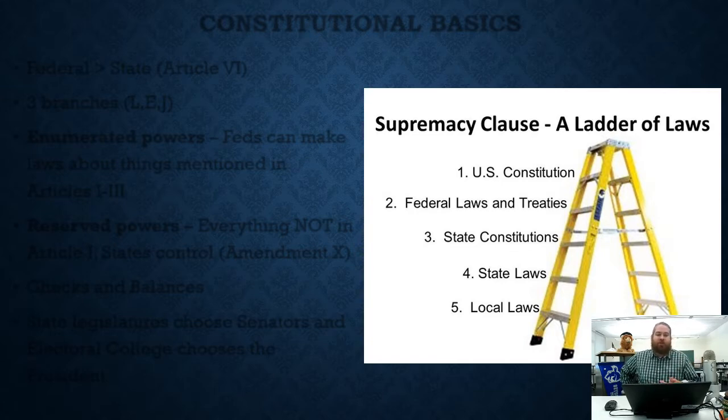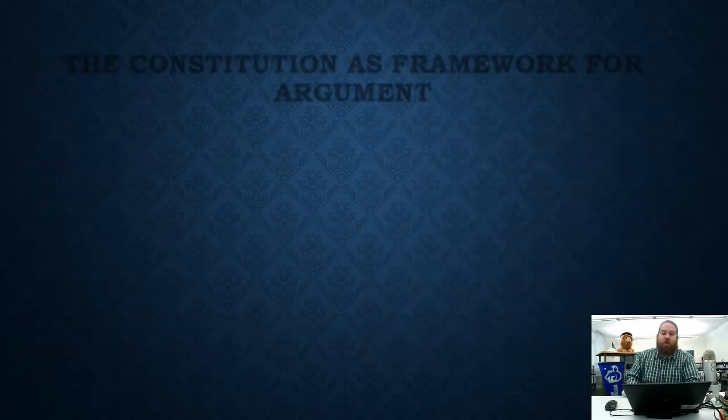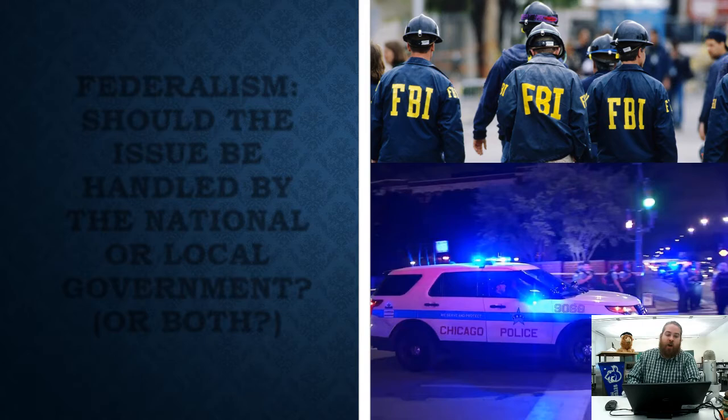Built into this Constitution was also a system of checks and balances. And in order to keep state power, they allowed state legislatures, not the voters, to choose their senators, and the Electoral College, an indirect election of the president, was meant to give the states a lot of influence on this government. So that was the original design. The federal government is all powerful in what it does, and the states are all powerful in what they do. So the Constitution is a framework for arguments.